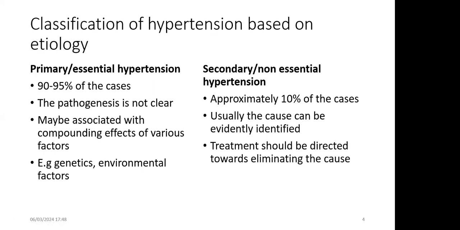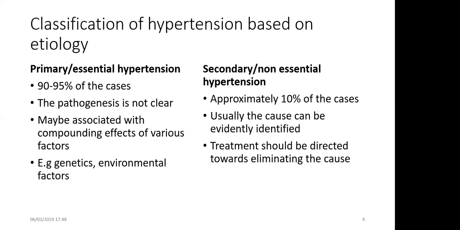We have compounding effects of various factors that combine to give us a patient with hypertension. You're going to find factors like genetics and environmental factors, all working together to give us a patient with hypertension. We cannot put a finger on exactly what caused the hypertension, but we are presented with a patient with hypertension. This is the vast majority of our patients living with hypertension.